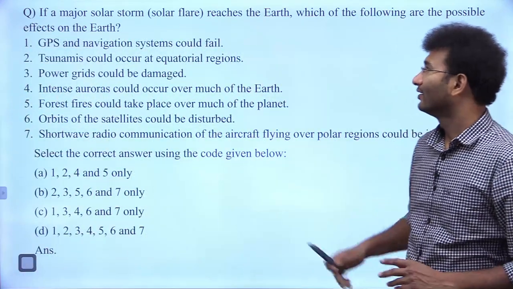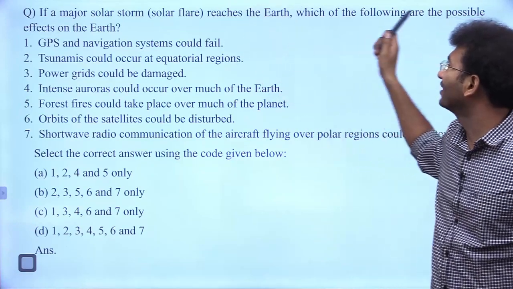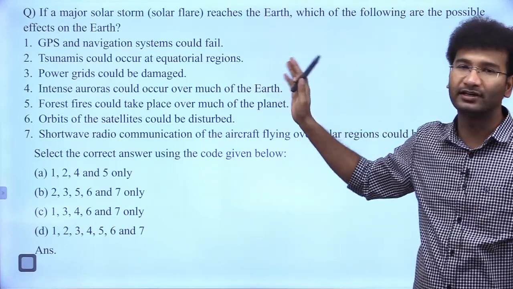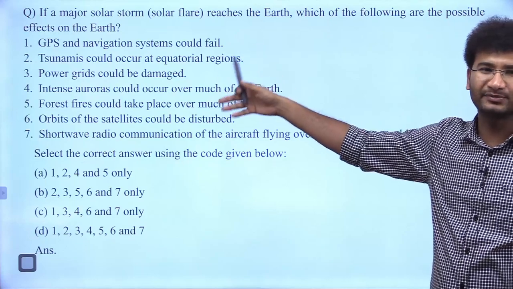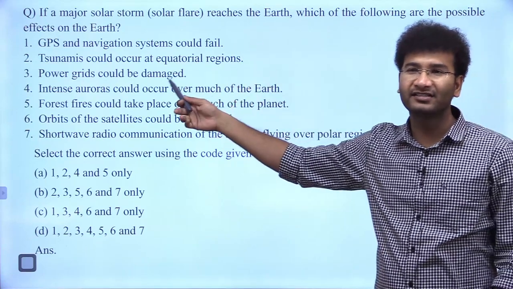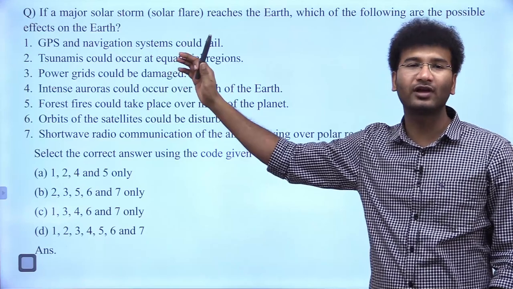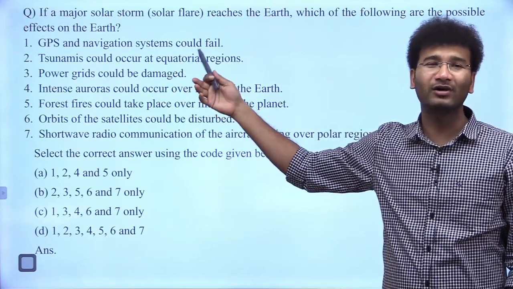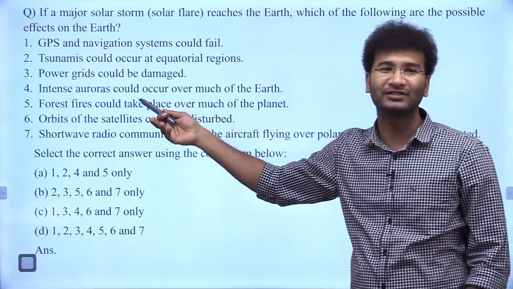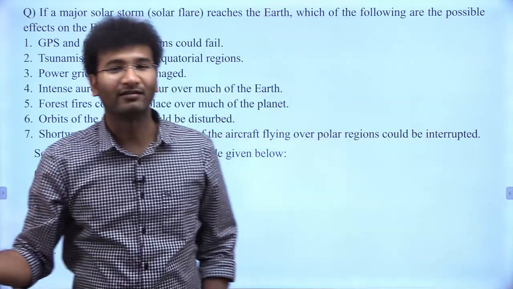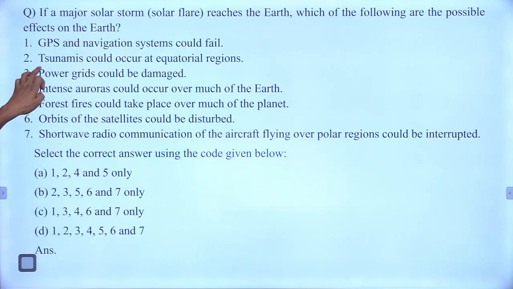Right. Okay. If a major solar storm reaches the earth, which of the following are the possible effects on the earth? This has been the question that has been asked yesterday. GPS and navigation system can fail. Yes, it can fail. Tsunami could occur at equatorial regions. How can tsunami come when there is gravitational waves? Ye toh tsunami wave alag hota hai. Theek hai? The elimination technique should work here.